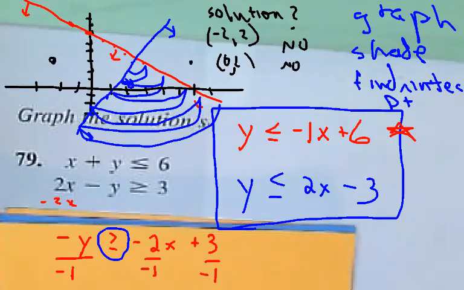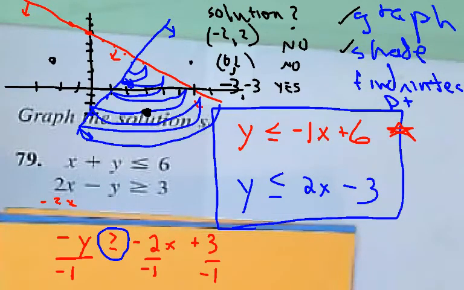What would be a good solution? Well, any point on the line would work, and any point down in the shaded area would work. So if I picked -3, -3, right? That would be down here somewhere. And then you'd say, yeah, that's a solution. Hooray! We did it. So we graphed it, we shaded it.